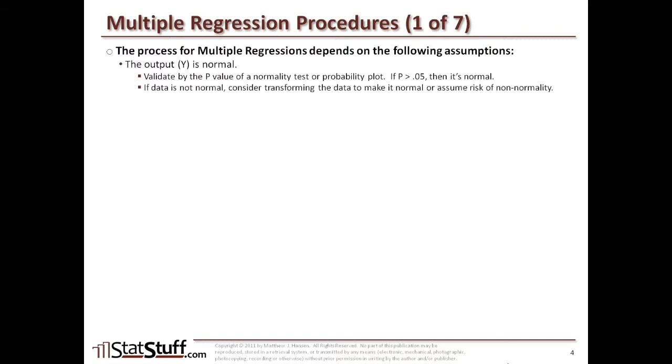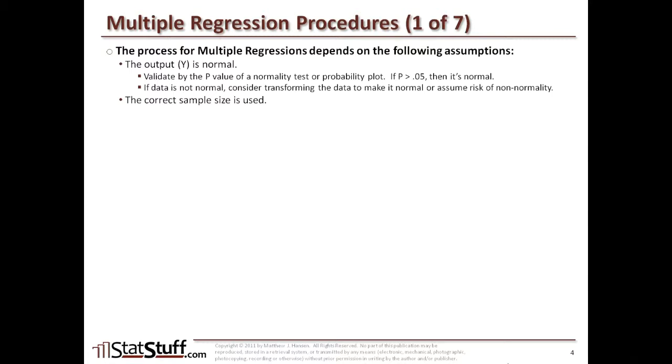But if the data is not normal, then consider transforming the data in some way to make it normal, like through a Box-Cox transformation, or you might have to go forward assuming that there's some sort of risk because you're dealing with non-normal data. It could have an effect on the results. So if you're not going to transform your data to make it normal, just be aware that you may need to go forward with some sort of risk that could be affecting your results because it's non-normal.